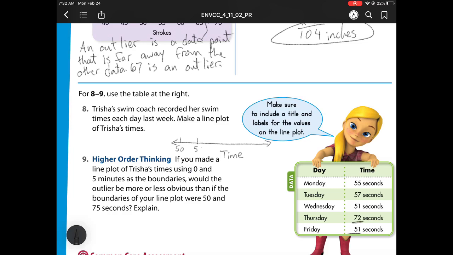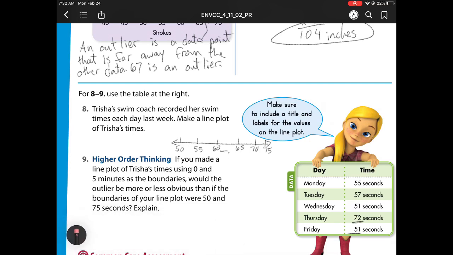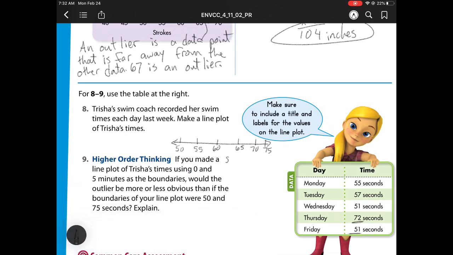So 55, 60, 65, 70, 75. Now notice this isn't really my time because that is not what goes at the bottom. What goes at the bottom, remember, is my units. So what I have here is this is seconds because I'm counting in seconds. And my top part is going to be my label, which is time. And time for what? Time for swimming. So I'm going to put swim time.